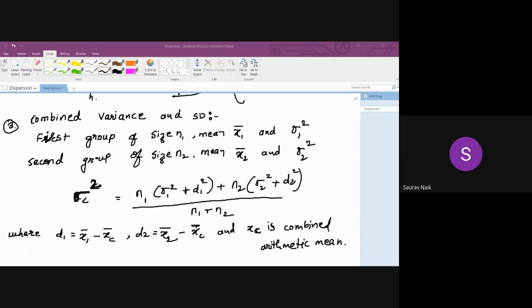Sir, is my voice audible? Yes, you're audible. Sir, can you tell once again how d1 and d2 came as x1 bar minus xc bar and x2 bar minus xc bar respectively? We are not going into the proof of this formula. Just note this formula down. Whenever required to find the combined variance for two groups, we'll use this formula.